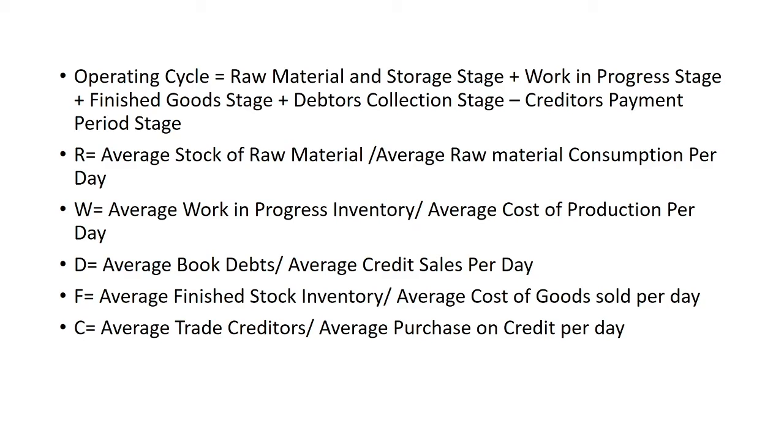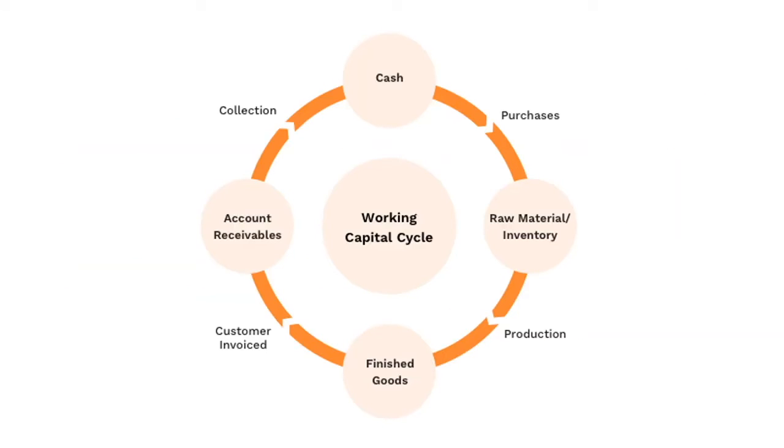W can be calculated by average work in progress inventory divided by average cost of production per day. D can be calculated by average book debts divided by average credit sales per day. F here can be calculated by average finished stock inventory divided by average cost of goods sold per day. C can be calculated by average trade creditors divided by average purchase on credit per day. So that was all about the operating cycle.